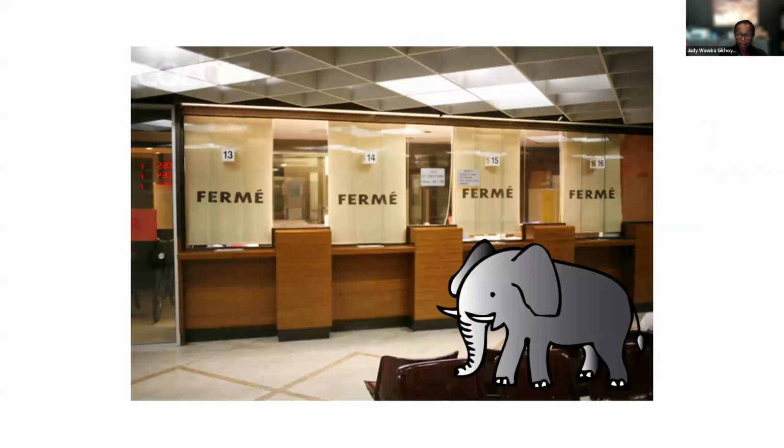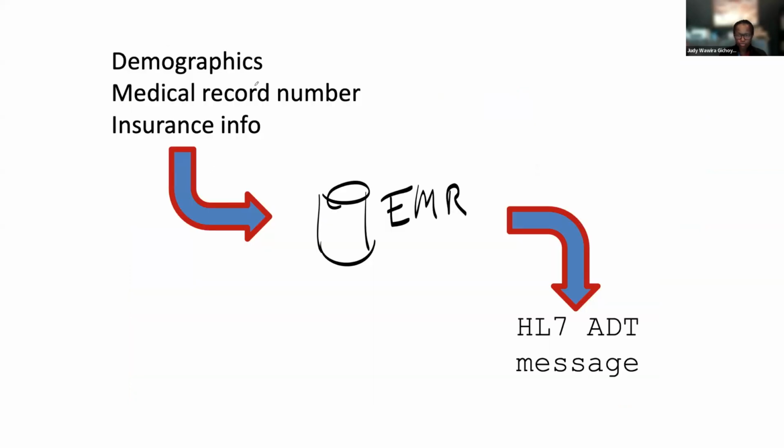So here in the US, Rex would come to the hospital and come to the radiology department and be seen at the registration desk, right? This is not unusual to see, and they would have their demographics, a medical record number, and insurance information entered. And then this information will be entered in the EMR.